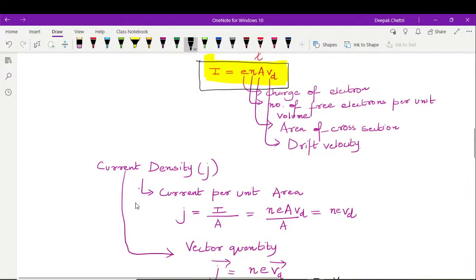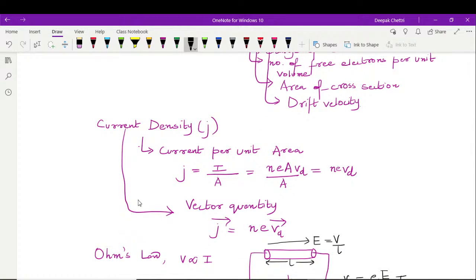Now the next thing I defined was current density. It is current per unit area, so that's why current divided by area. Putting the values of current and all that, I got this is equal to this, and it is a vector quantity, right. In vector form you can write, this is the vector form.